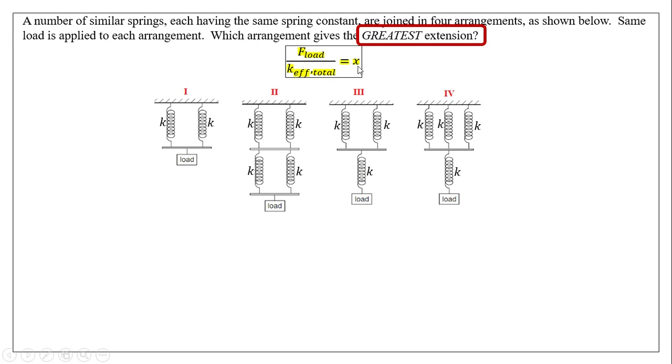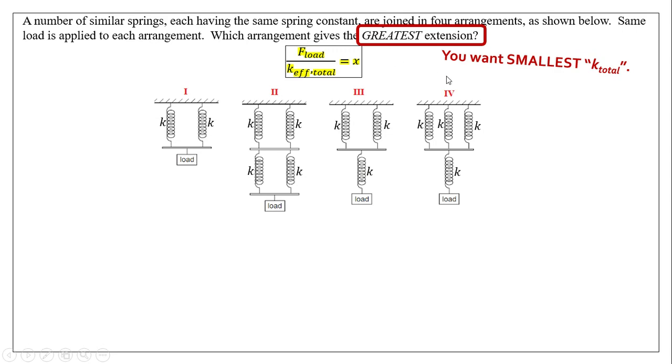Well, how do you get the biggest extension? Well, in math, when you divide by a smaller denominator, you get the bigger value, okay? So we want to figure out which one has the smallest K effective, because when you take the same numerator and you divide by the smallest number, you'll get the biggest answer. All right, so I want to keep that in mind. So here I made a statement for you. You want the smallest K total, because dividing by a small number gives you a bigger answer, which is what we want because it wants the greatest extension.